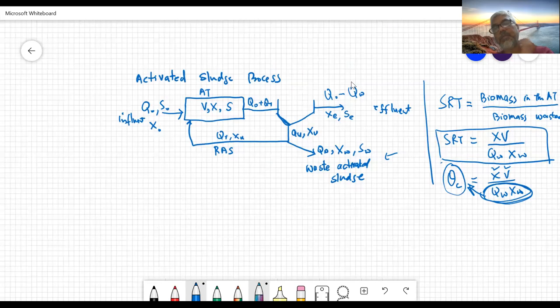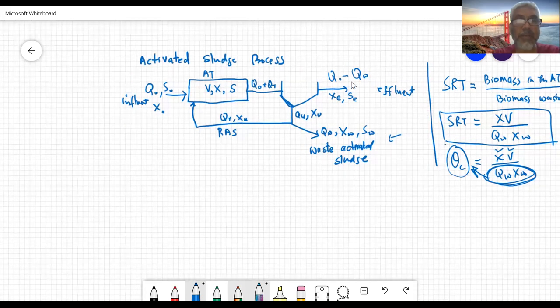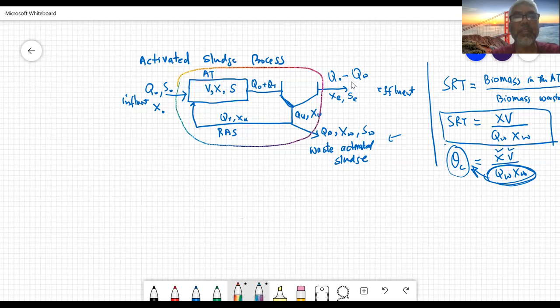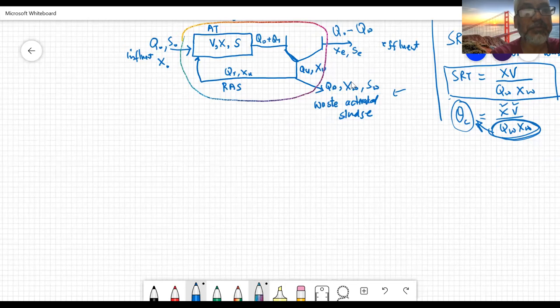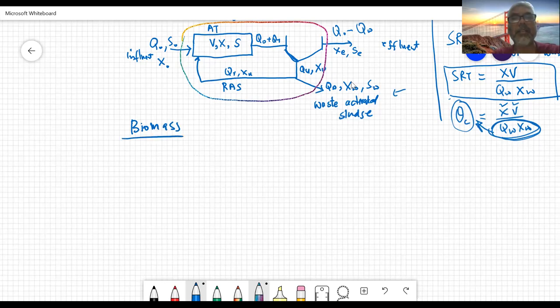If I make a mass balance by defining the boundary over the entire system, so if this is the boundary, then after defining this boundary we apply the mass balance, meaning whatever is coming in should be equal to whatever is going out. So I can write the mass balance for biomass, for microorganism, over the entire boundary: biomass coming in should be equal to biomass going out.